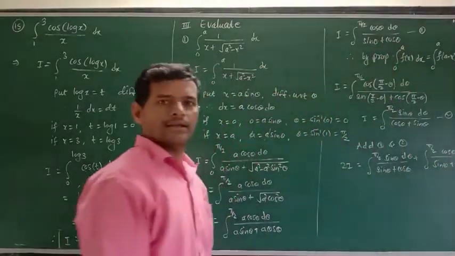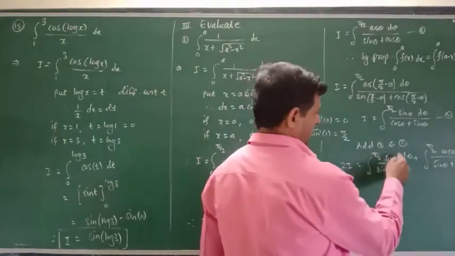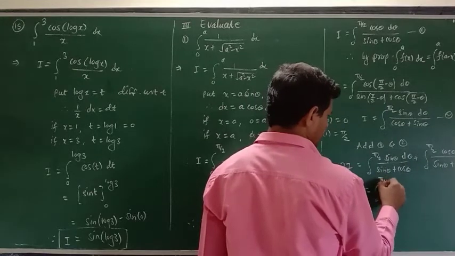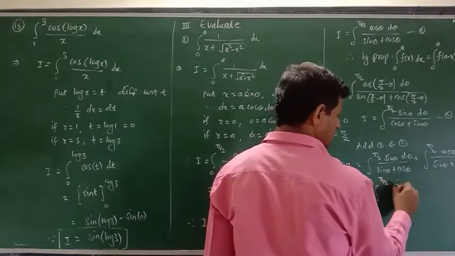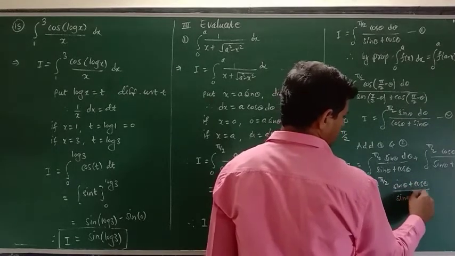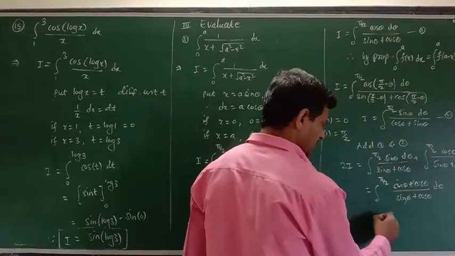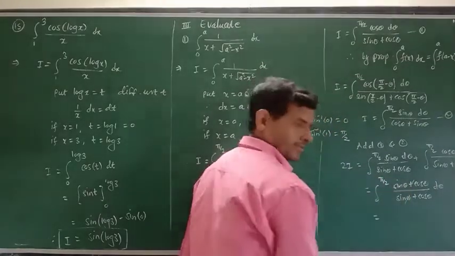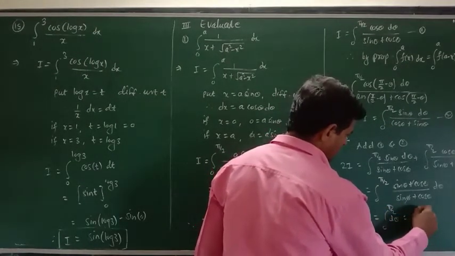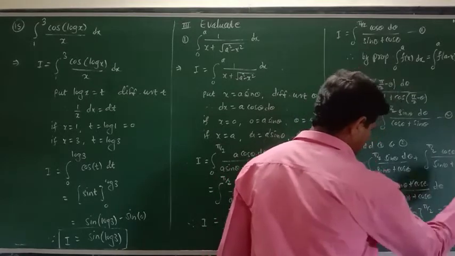This is the first integral. Now both the limits of the integrals are the same and their denominators are the same. So I add these two integrals: integral from 0 to pi by 2 of (sin theta plus cos theta) upon (sin theta plus cos theta) d theta. So these terms get cancelled and here we get the integral from 0 to pi by 2 of d theta. Its integration is theta with limits from 0 to pi by 2. So the final value is pi by 2.